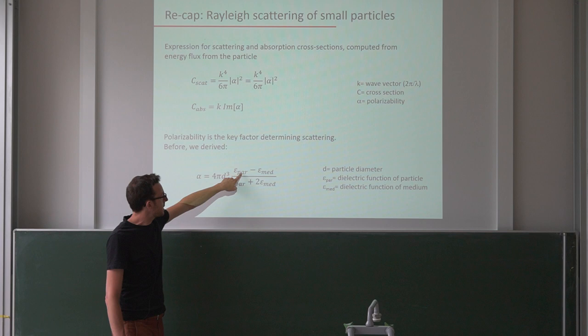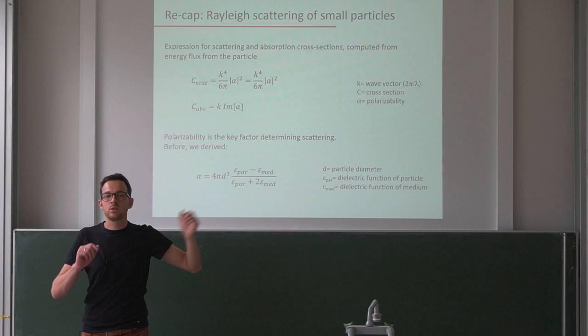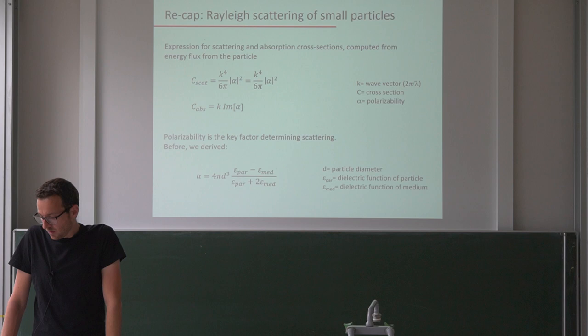So we saw that we can increase scattering if we increase the diameter and if we increase the refractive index contrast, so the difference between the refractive index of the particle and the refractive index of the medium. So this is kind of the recap of where we stand, what's the state of the art.